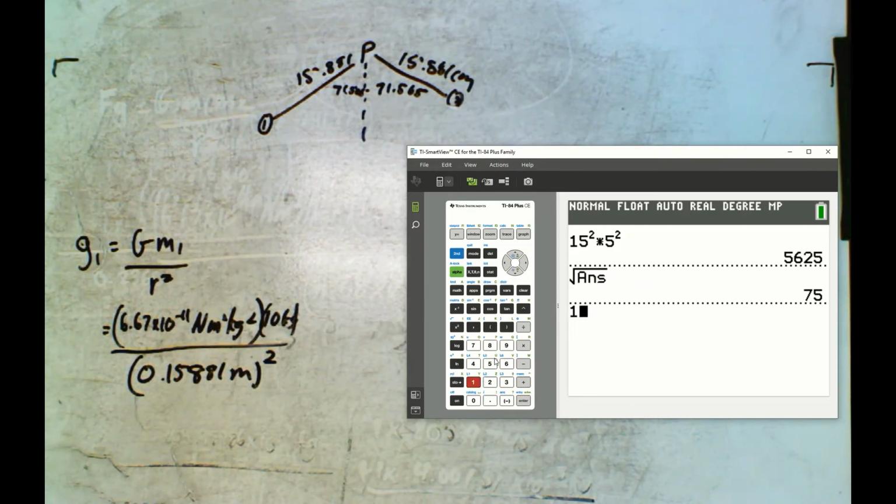Oh, 15 squared. Sorry, 15 squared plus 5 squared. I don't know how to do Pythagoras anymore. Sorry, I just want that full number there. There we go. Okay, now I'm ready.